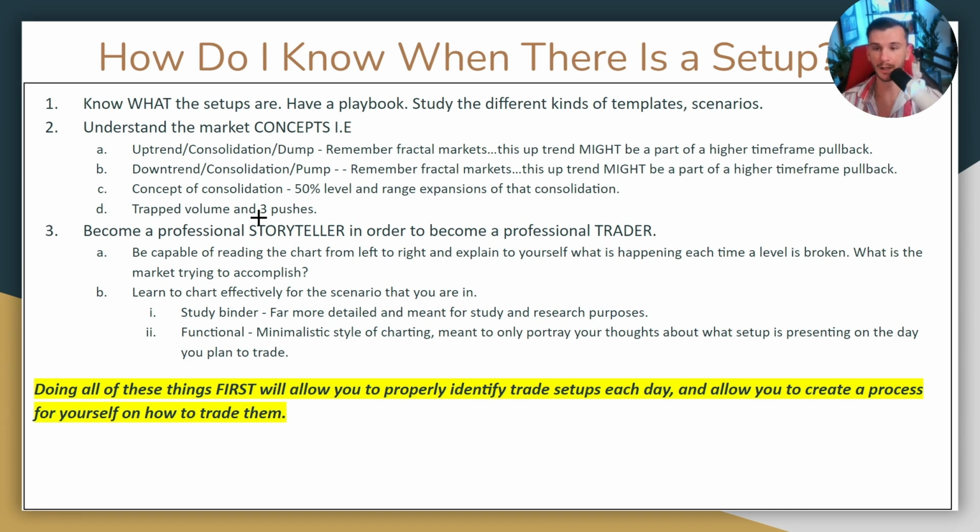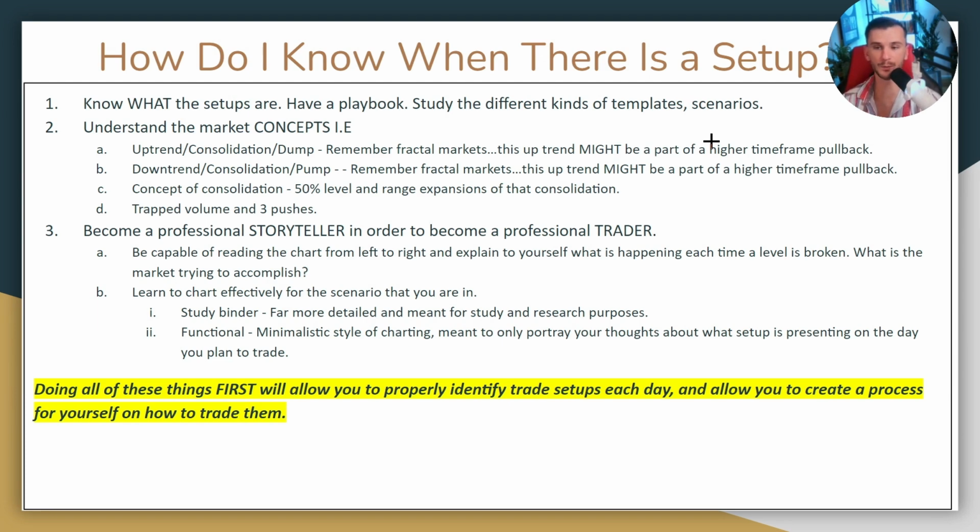You need to understand uptrend, consolidation, dump, understanding that these are like pump and dumps, right? These are uptrend, consolidation, dump. Remember the fractal markets, this trend might be part of a higher time frame pullback. So when you think of a pump and a dump, you want to be looking for a pump and a dump in a downtrend. They've made a lower low and they are now pumping that market back up on the 15-minute chart for the dump continuation.